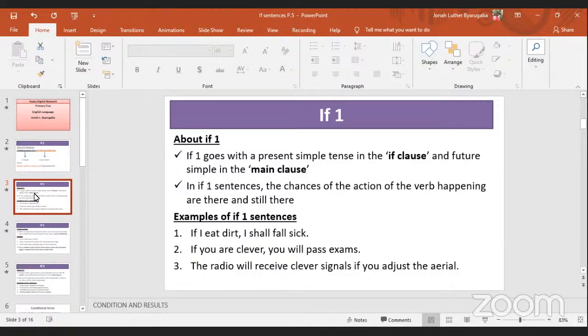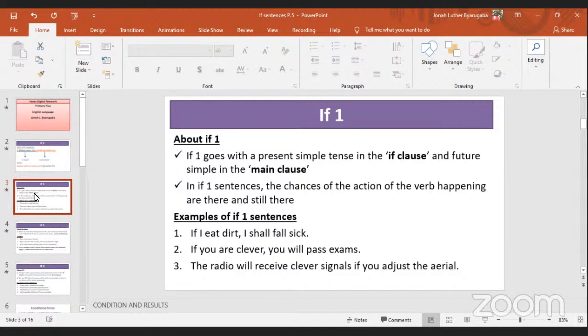So in the if clause of if one, we have the present simple tense, and in the main clause of if one, we have the future simple tense. That's why you will see will go, will come. If my mother comes today, she will take me to town. In if one sentences, the chances of the action of the verb happening are there and still there.